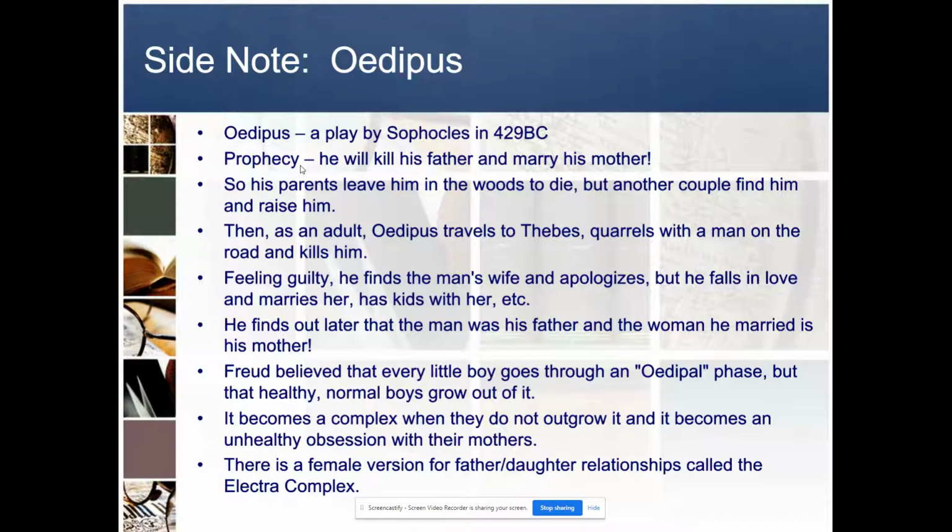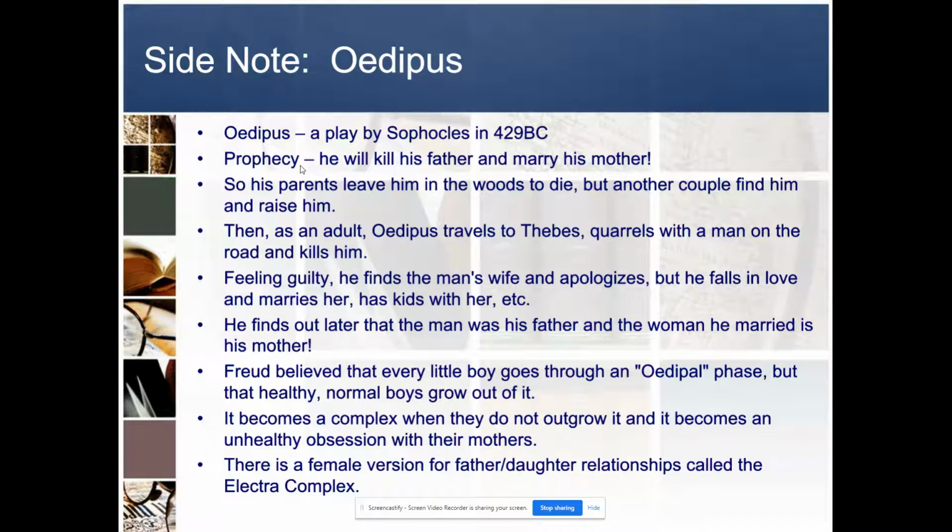And so he knows nothing about the prophecy. The people who raise him know nothing about it. Oedipus doesn't know the people who raised him aren't his real parents. He grows up several cities away. But then as an adult, he is traveling to the city of Thebes, where he was born. And on the way there, he quarrels with a man on the road and kills him. He feels guilty about this. And so he goes into the city of Thebes, finds the man's wife to apologize. But he ends up falling in love with her. Her name is Jocasta. He ends up marrying her.